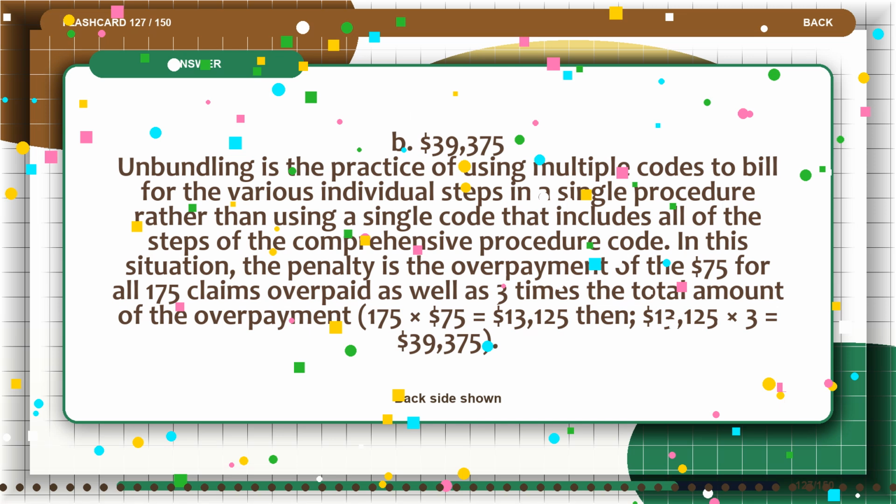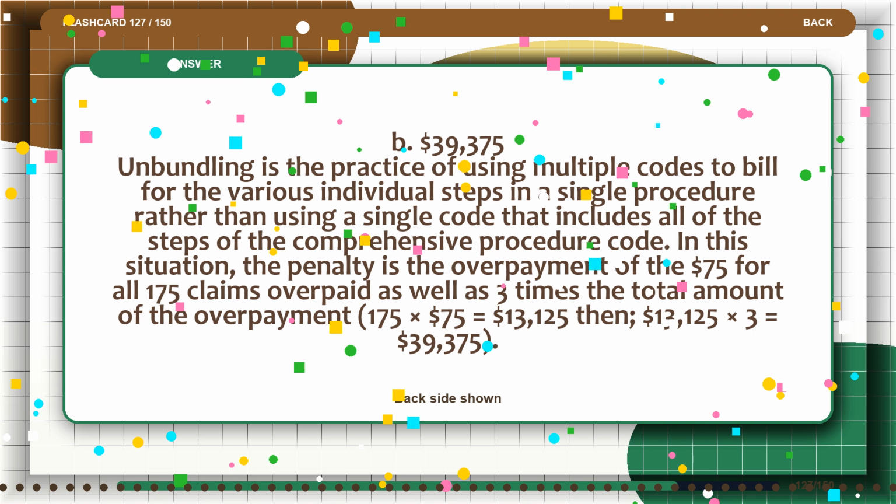The answer is B. $39,375. Unbundling is the practice of using multiple codes to bill for the various individual steps in a single procedure rather than using a single code that includes all of the steps of the comprehensive procedure code. In this situation, the penalty is the overpayment of the $75 for all 175 claims overpaid, as well as 3 times the total amount of the overpayment.